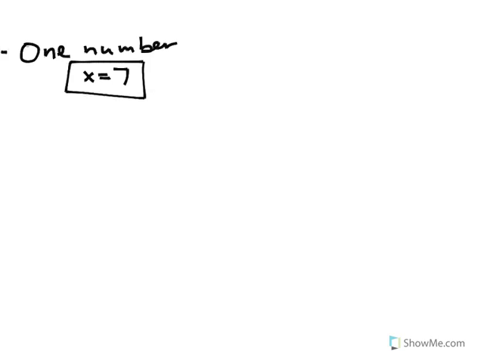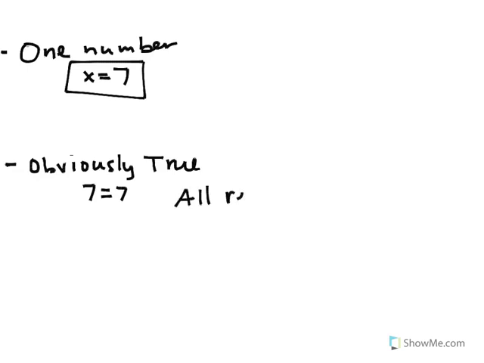Sometimes, though, as you're solving, instead of seeing just one number, you will see an obviously true statement. An obviously true statement would be something like 7 equals 7. And when you see that, you need to interpret that to mean all real numbers, or you can say infinitely many solutions.